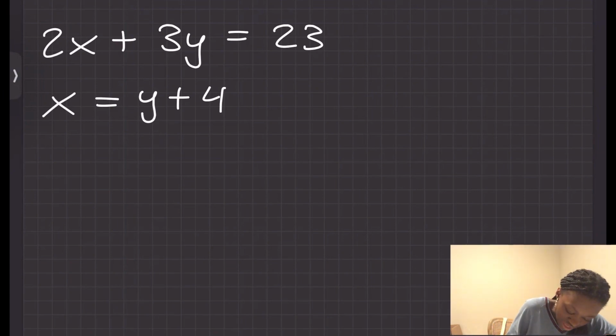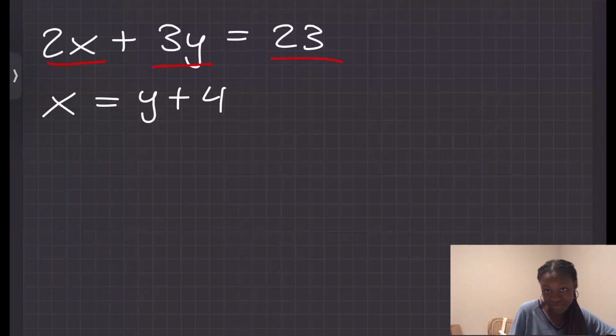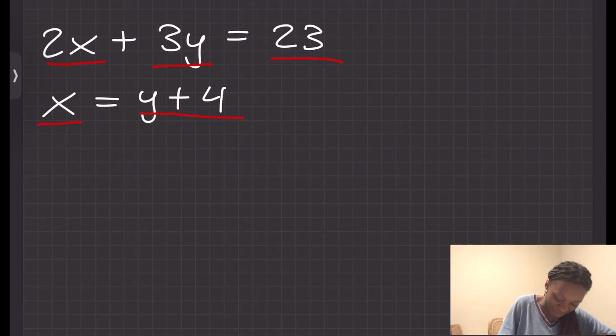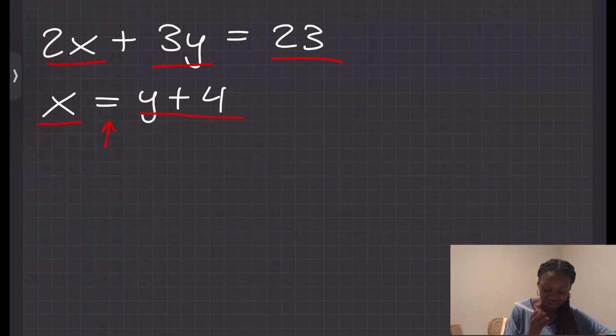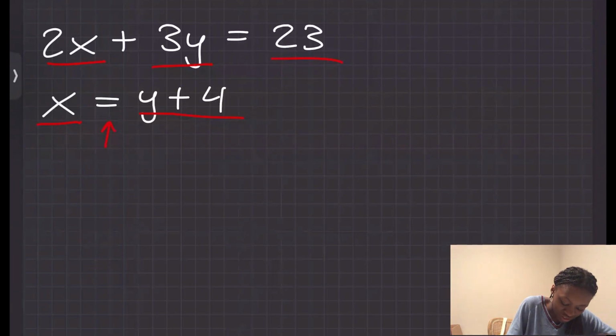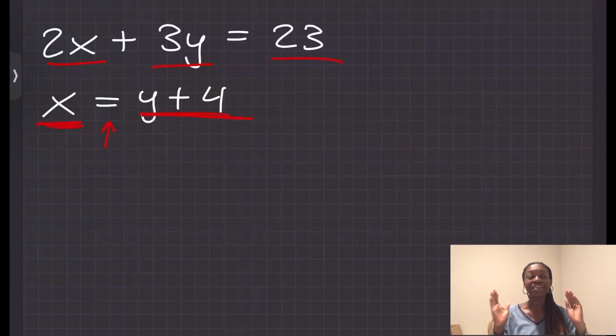So you have 2x plus 3y equals 23, and then you have x is equal to y plus 4. Now here's the fun thing about the equal sign. When you have an equal sign, it means that whatever is on the left and whatever's on the right of the equal sign are exactly equal so that they can be substituted for one another.